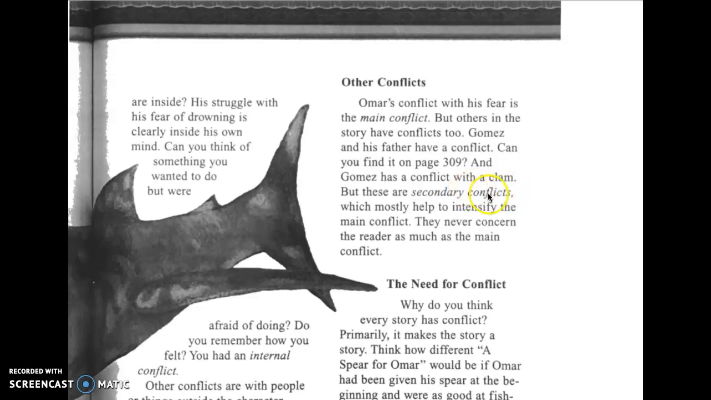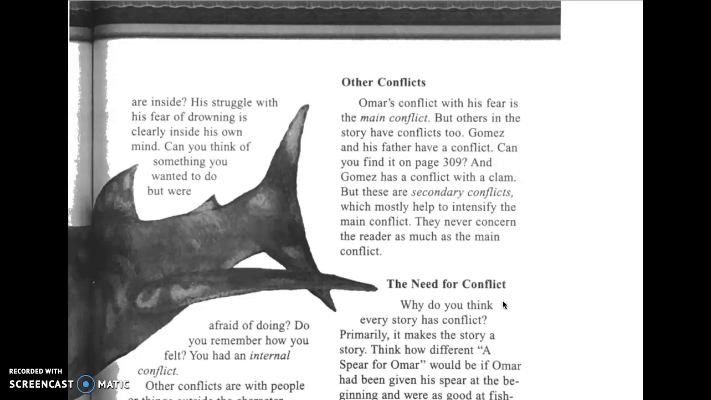But these are secondary conflicts, which mostly help to intensify the main conflict. They never concern the reader as much as the main conflict. For example, it would be kind of boring, maybe, if a book only had one problem, only one conflict, right? So think about the story of Matilda. There were a lot of different conflicts. It wasn't just that Mrs. Trunchbull was part of the conflict. Matilda also had awful parents, right?